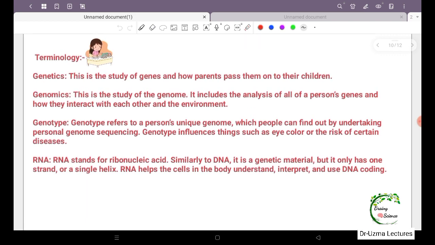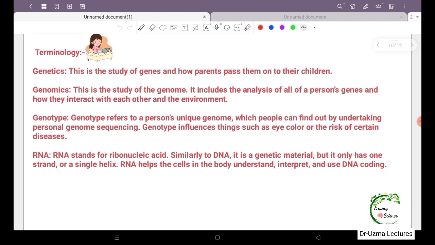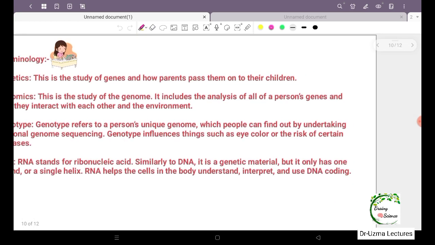What is the terminology? Genetics. It is the study of genes, and how parents pass them on to their children. That is a very simple case. What is the genome? Genomics is the study of the genome. It includes the analysis of all of a person's genes, how they interact with each other and with the environment.